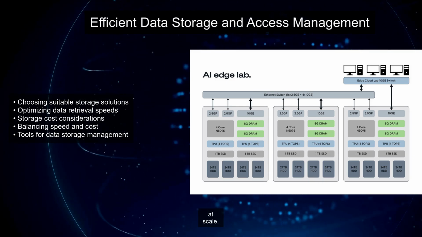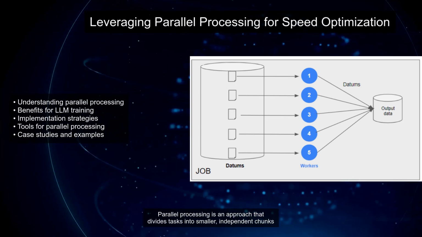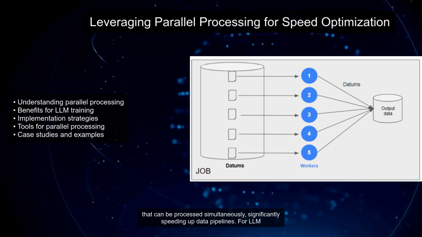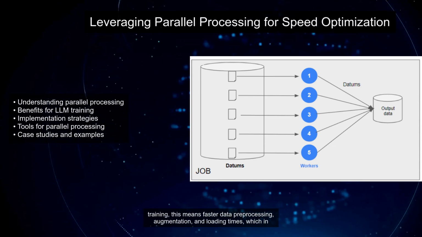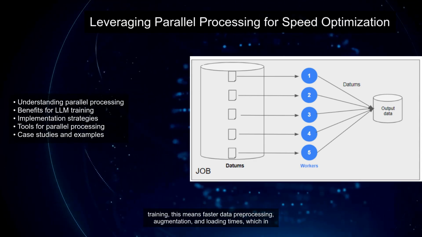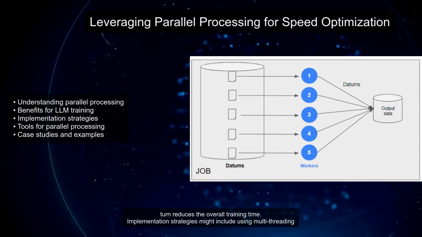retrieve data at scale. Parallel processing is an approach that divides tasks into smaller, independent chunks that can be processed simultaneously, significantly speeding up data pipelines. For LLM training, this means faster data preprocessing, augmentation, and loading times, which in turn reduces the overall training time.